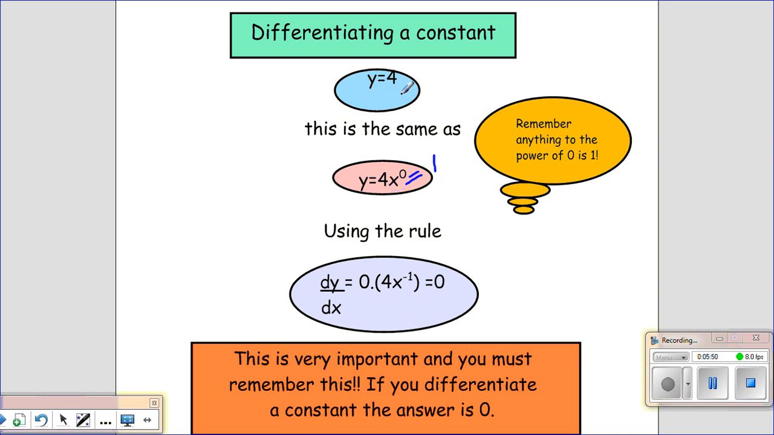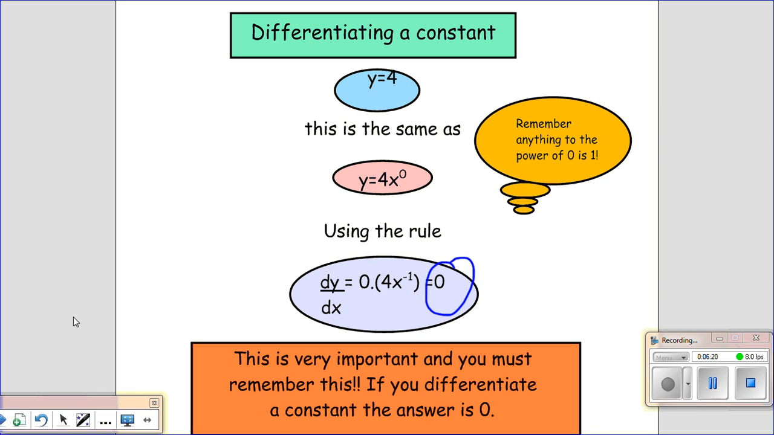So this and this are just the same. So what do we do? We take the power and we multiply by the power, and then we take 1 from the power. So 0 take away 1 will give me minus 1, but then anything multiplied by 0 would equal 0. So that's what we thought. We would get a gradient of 0. So when we differentiate a constant, we always get that dy by dx equals 0.